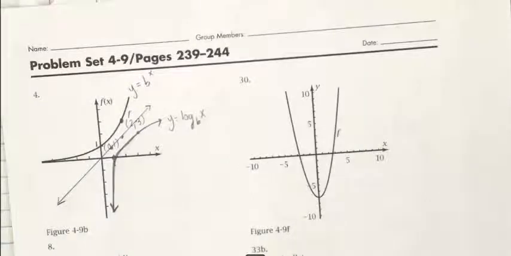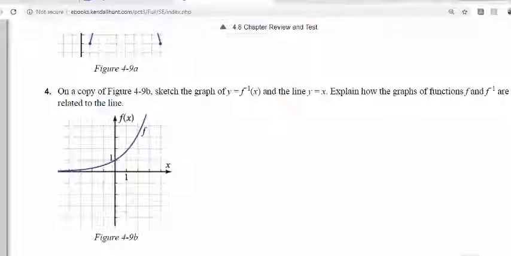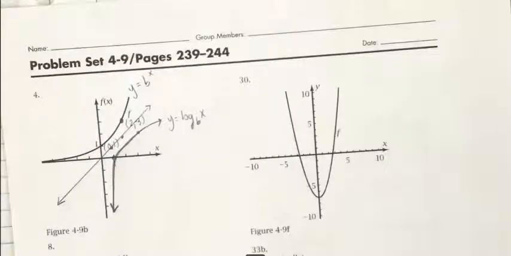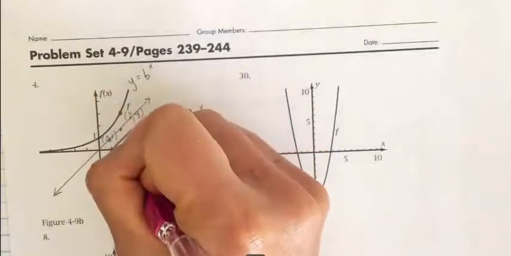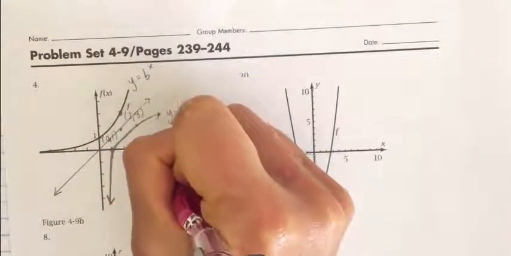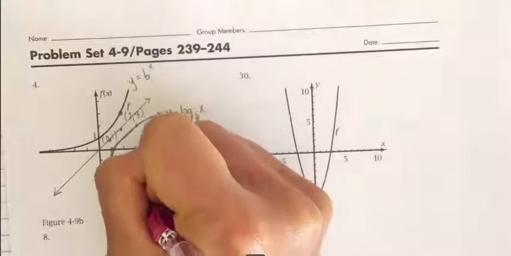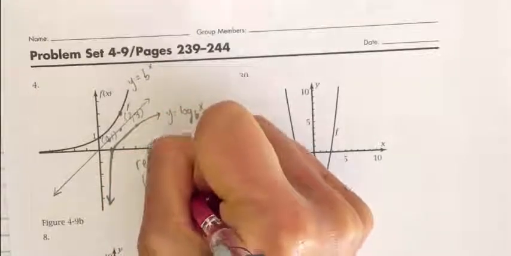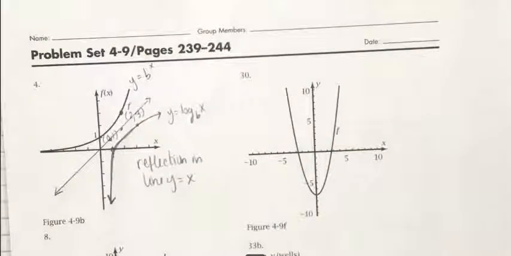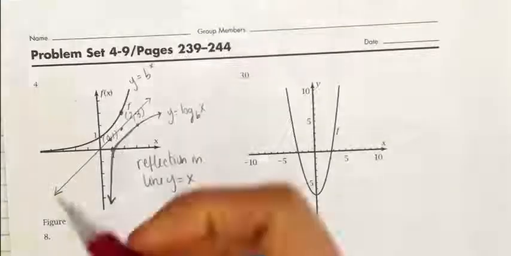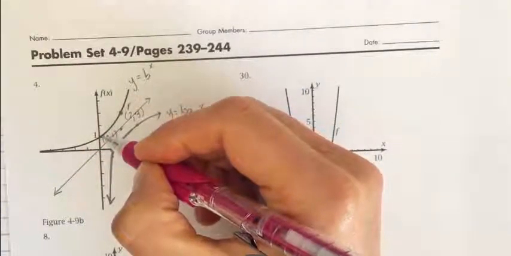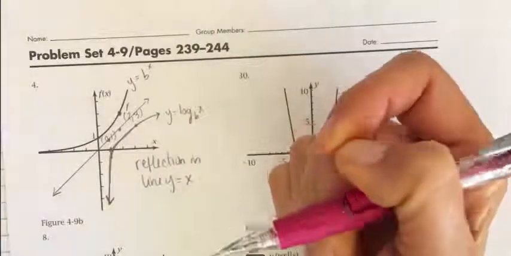All right, let me see. Did I answer the whole question? I don't think so. Explain how the graphs of functions f and f inverse are related to the line. Oh, they're just reflected over the line y equals x. Remember, for inverse functions, you just switch x and y, right? So every point that I had here, I just switched x and y and got the points on my inverse function.